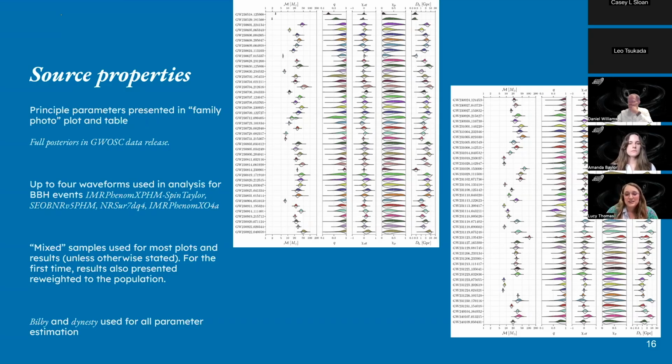And also in this plot, you can see that for the first time in a gravitational wave transient catalog, we're also showing underneath the mixed samples, which are the colored shapes underneath.